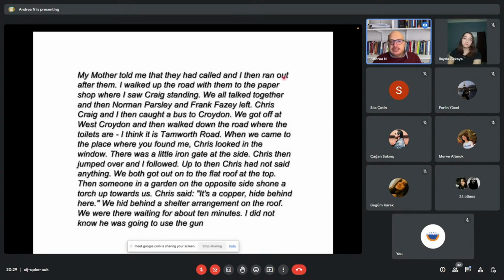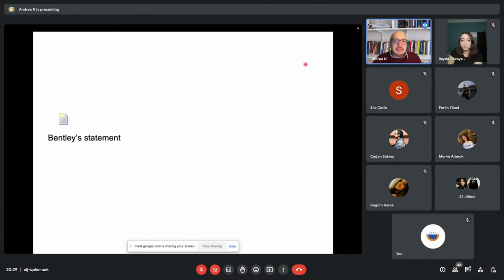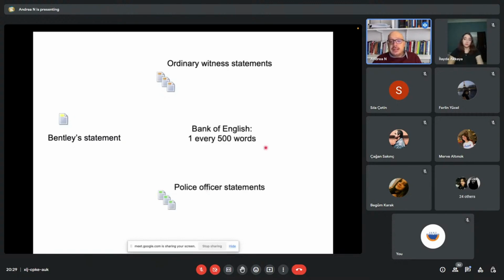And so this is a short extract from the statement. I don't want you to read it. The only thing I want you to notice is the presence of the word then. This is what Malcolm Coulthard noticed when he analyzed the statements. And indeed, if you look at statements written by ordinary people as opposed to statements written by police officers, you find that the word then occurs roughly once every 500 words.